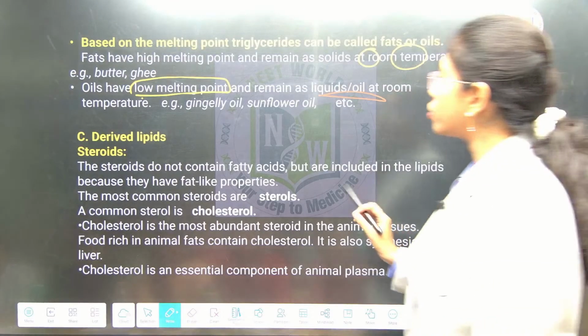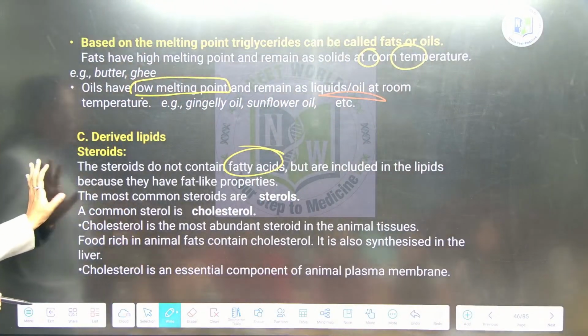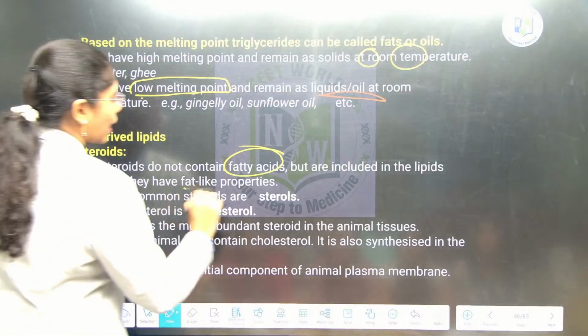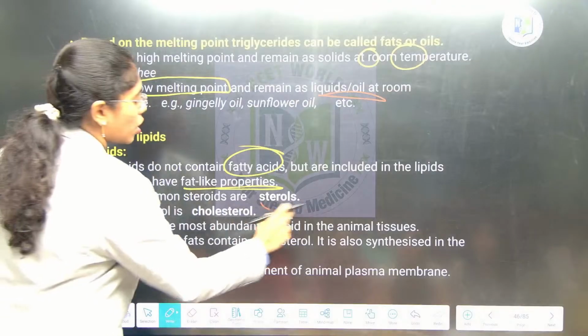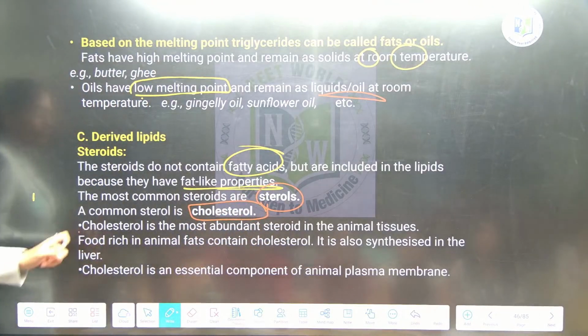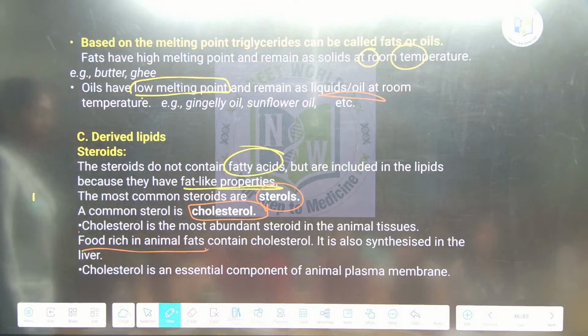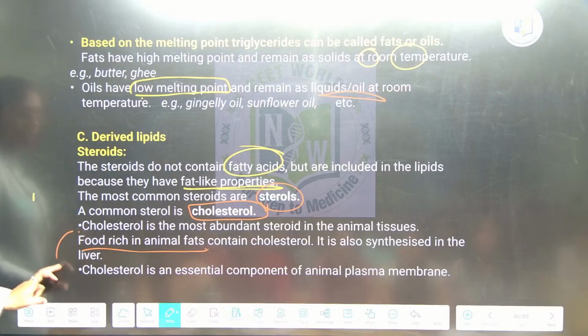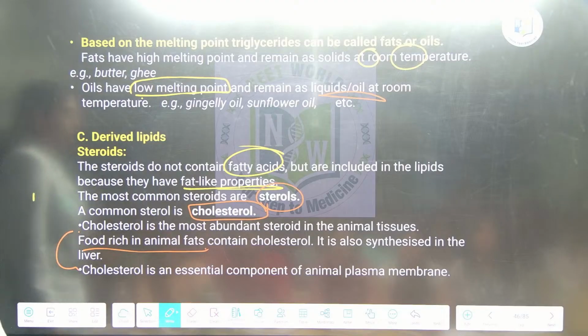The steroids do not contain fatty acids, but they are included in lipids because they have fat-like properties. The most common steroid is sterols, for example cholesterol. This is most abundant in animal tissues. Food rich in animal fats will contain cholesterol. This is also essential to maintain fluidity of the plasma membrane. Cholesterol maintains fluidity of the plasma membrane.